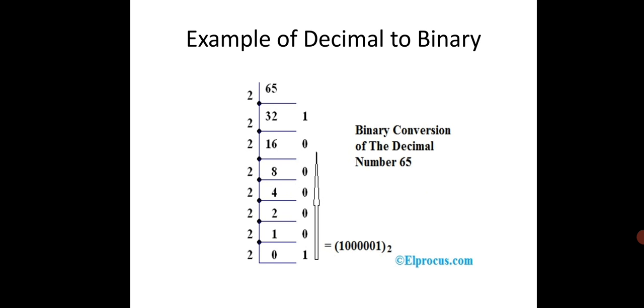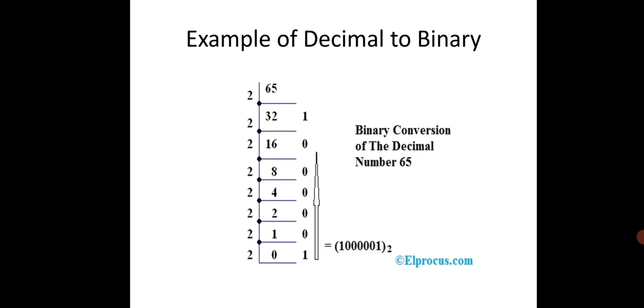4 divided by 2 is 2, write down remainder as 0. 2 divided by 2 is 1, write down remainder as 0. So 1 divided by 2 is 0. So you have to write down the binary number from LSB to MSB. LSB stands for least significant bit, that is the last bit, and MSB stands for most significant bit. So you have to write down the values from downside to upside.